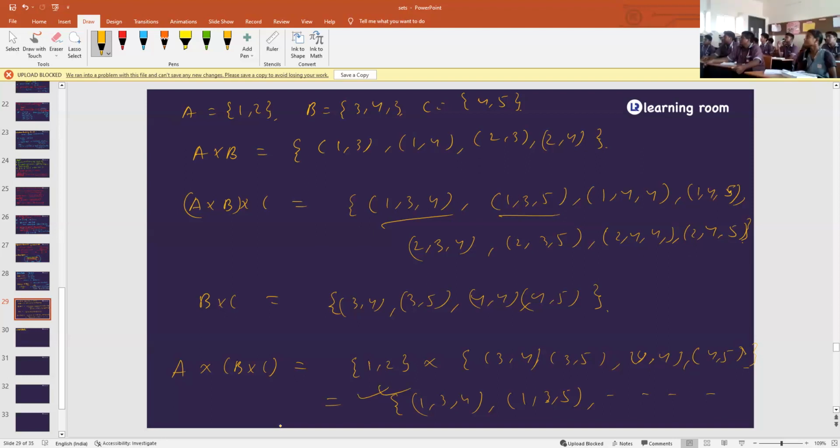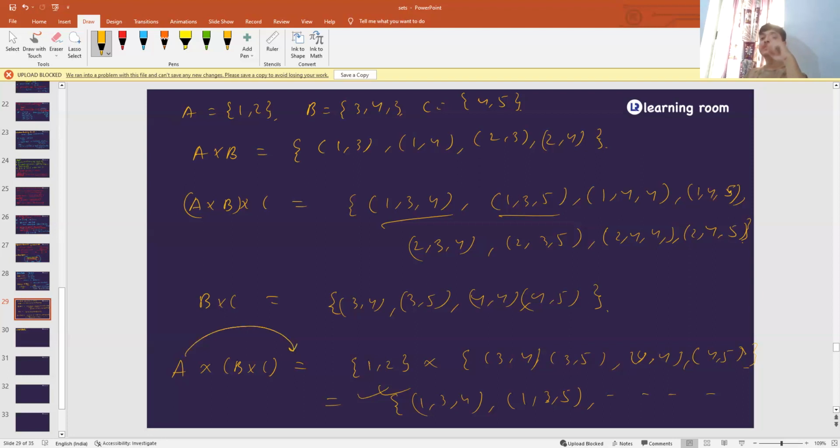You'll be getting the same. What you don't have to do is put this A at the end. Otherwise, your answer will be different and that will be wrong. I put everything in order. If I did A cross B, then I have to put C after that. If I did B cross C, I have to put A before this. That should be in order. You can take any two at once, but this should be in order.